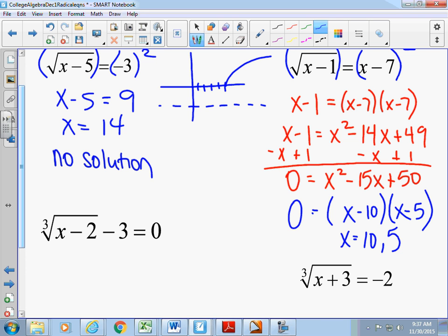10 minus 1 is 9. The square root of 9 is 3. So I get 3 on the left. 10 minus 7 is 3. That works. 5 minus 1 is 4, the square root of 4 is 2, so I get 2 on the left. What's 5 minus 7? Negative 2.